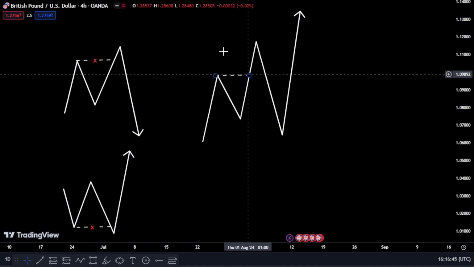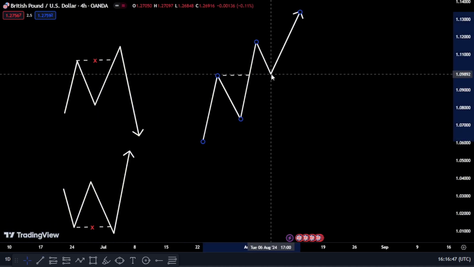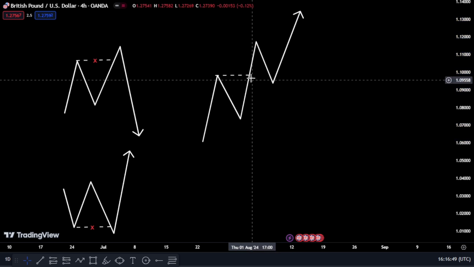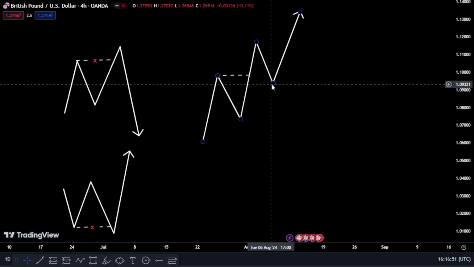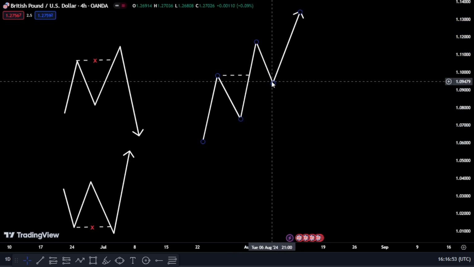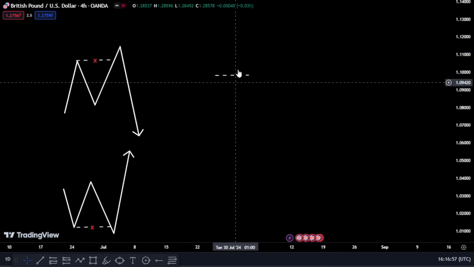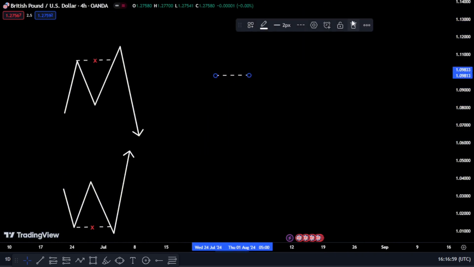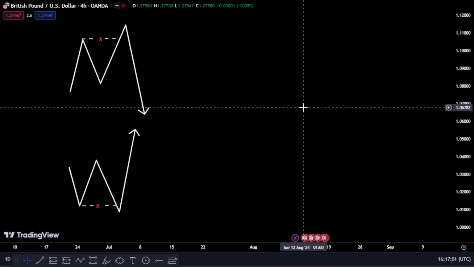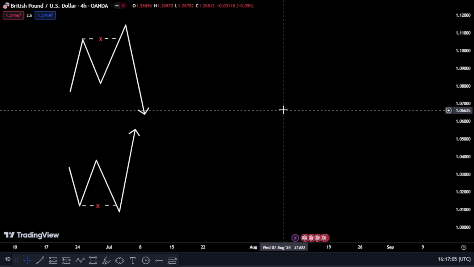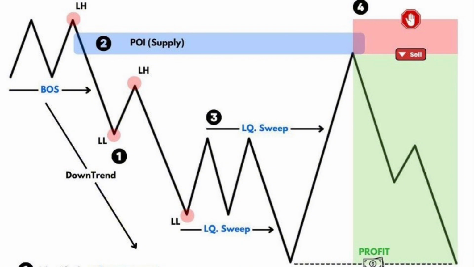You wanted to buy somewhere here. You wanted to buy because we have been taught about break and retest. You want to enter here. What happens? The market comes a bit lower, takes the low, and then pushes to the upside. So that is inducement. You understand? That is what we refer to as inducement. So now let's look at the sweep zones.